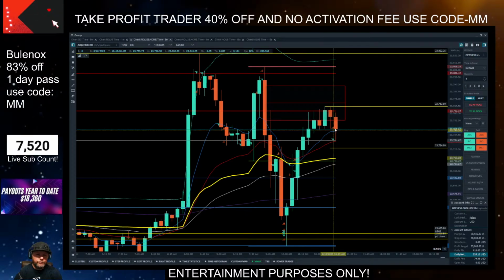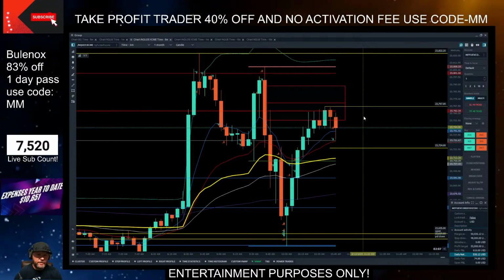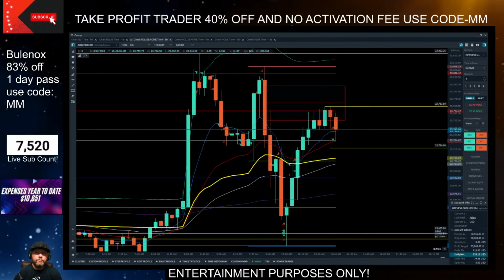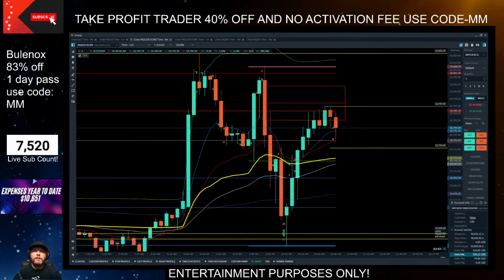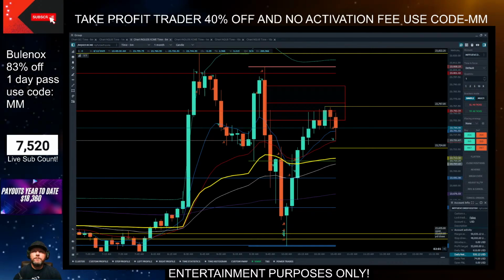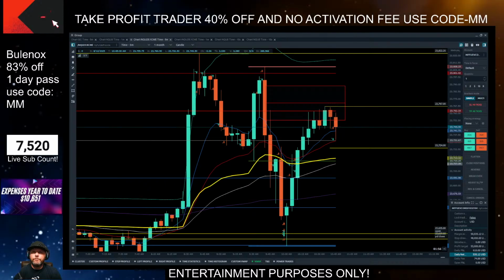You could re-enter this if it pushes back up into the range and then breaks back below this level again. You could re-enter. That's one of the things that I've been looking at for entries on this to kind of reduce the risk.